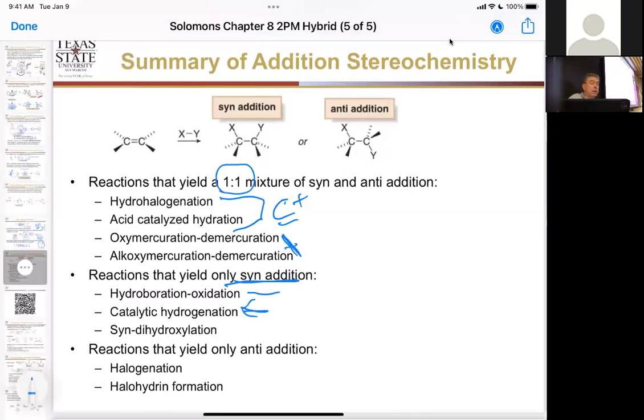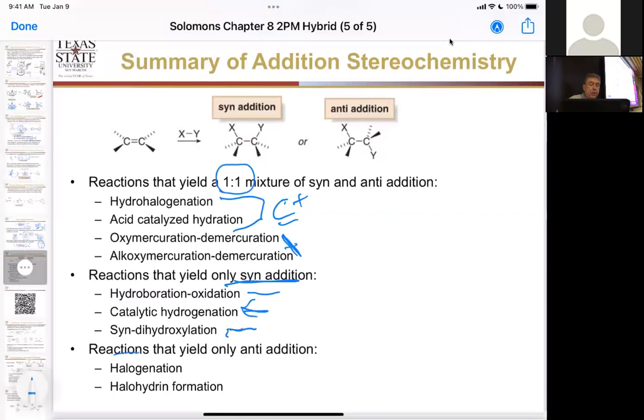Hydroboration oxidation. In the case of hydroboration oxidation, the boron comes and sits down on top of the double bond, and then the electrons from the double bond reach out and grab the hydrogen, and then the electrons from the boron reach down and grab that carbon. Okay, so it's syn addition as well. And then we have syn addition by hydroxylation. And you think about that osmium tetroxide intermediate, that osmium osmate ester that's formed.